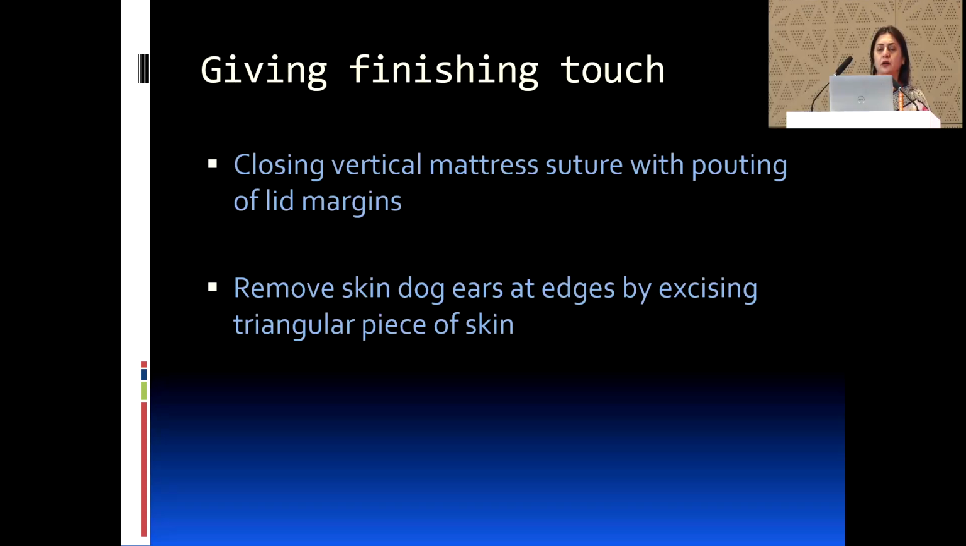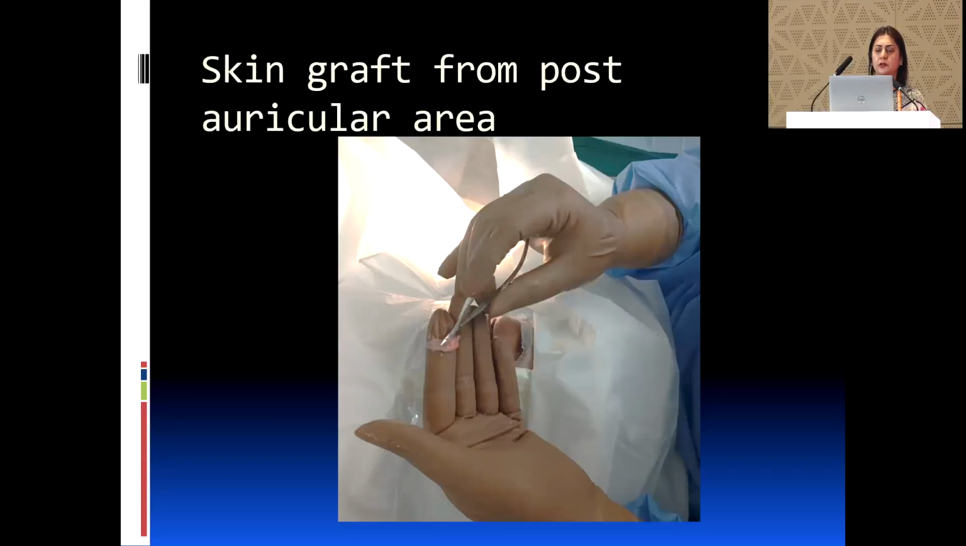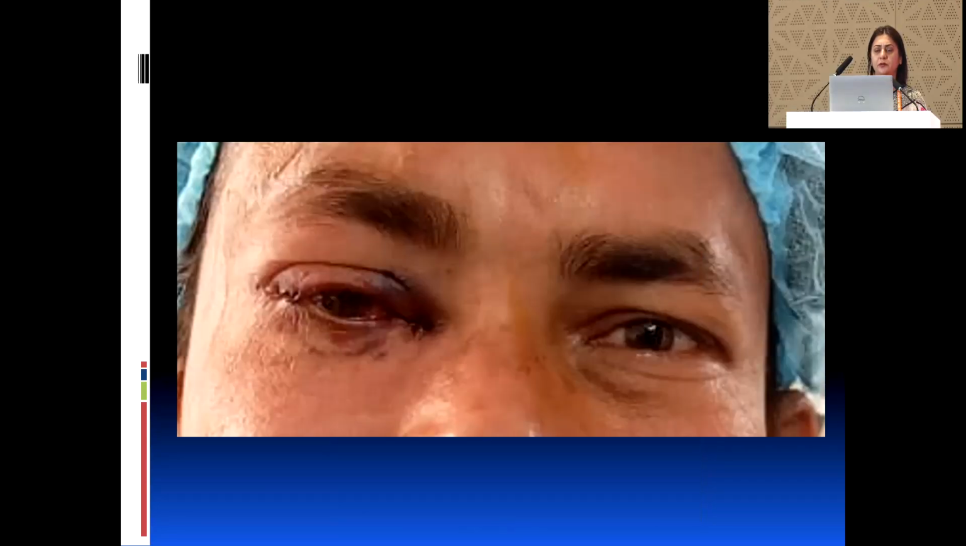So basically, vertical mattress sutures with pouting of the lid margin is very important, and when you have finished with your skin closure, look for any tags, any dog ears, and you should tackle them by removing a triangular piece of skin and suturing thereafter. For malignant lesions, you should be ready with frozen section, or if you are well versed with Mohs micrographic surgery, but they all need pathologist standby and the facility. This is just a skin graft from the posterior area.